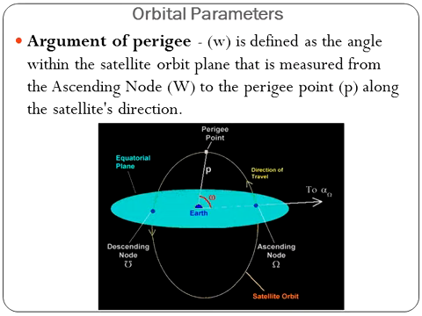Argument of perigee is the angle measured from the ascending node to the perigee point, towards the satellite direction. Perigee point means the orbit point nearest to Earth, and ascending node means where the orbit crosses the equatorial plane when the satellite moves from south to north. This angle is measured towards the satellite direction.